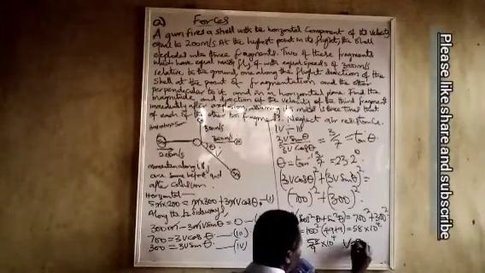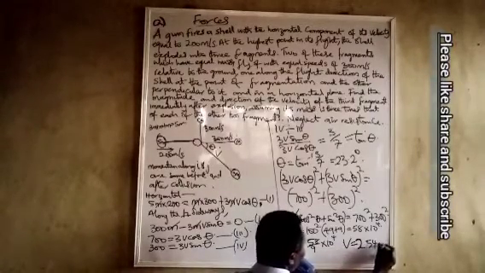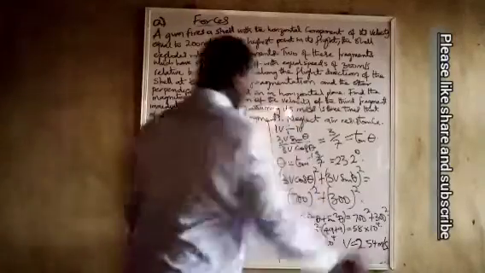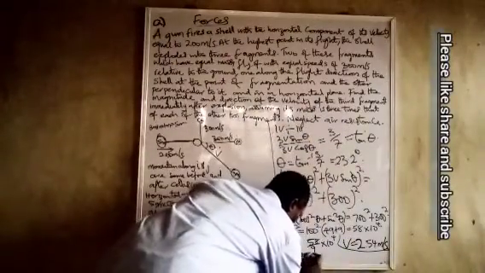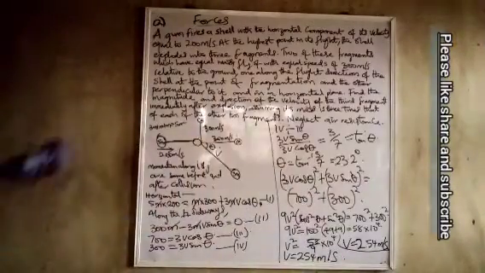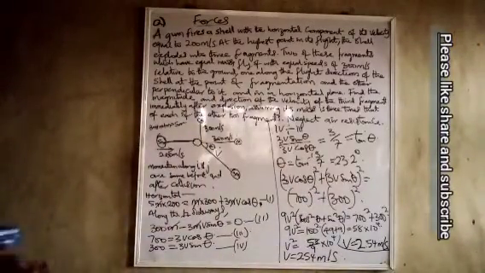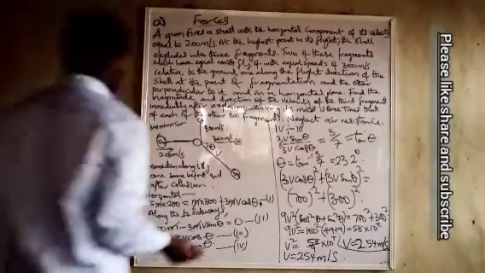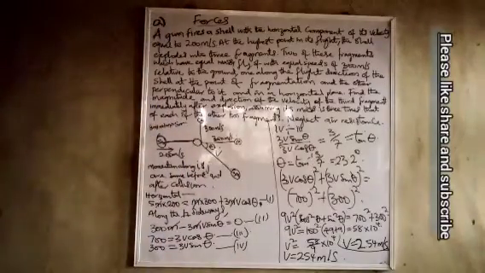Let me write it straight. 254 meters per second. So the answer, V velocity is 254 meters per second. That's the answer. So you can see it's very easy, and you can draw the diagram if you like. This is a very simple way of solving this.